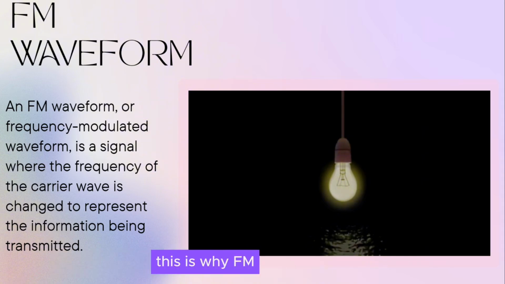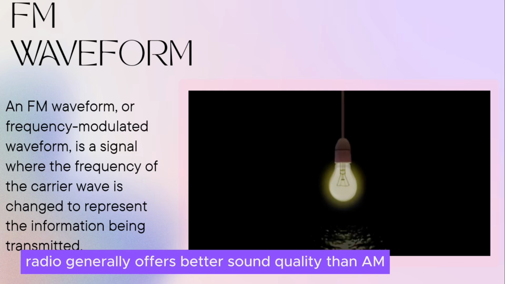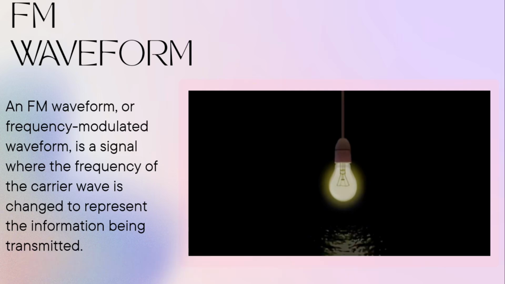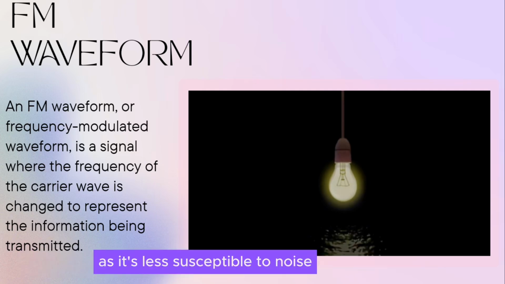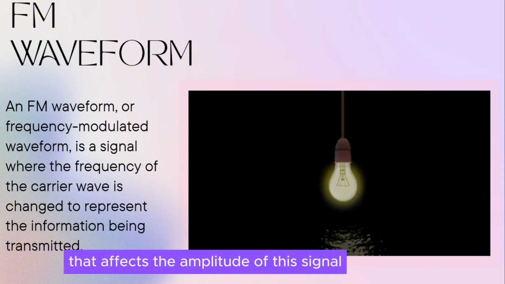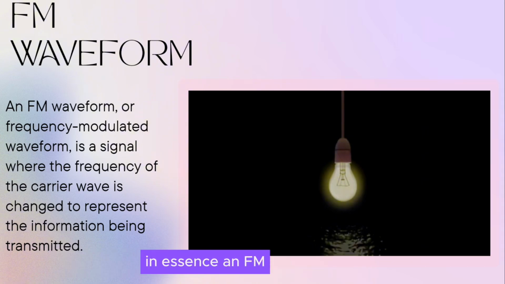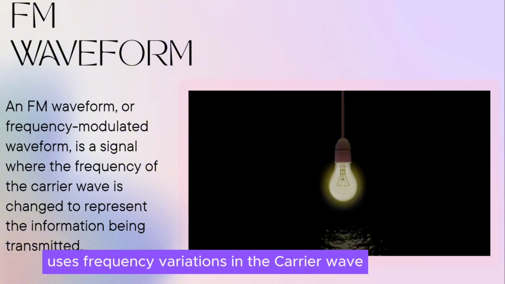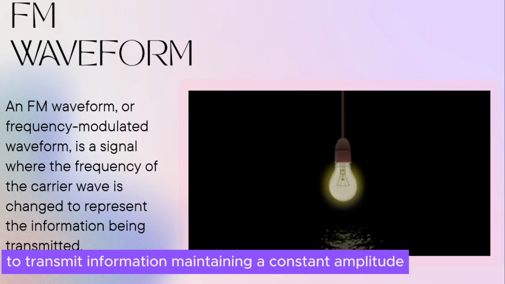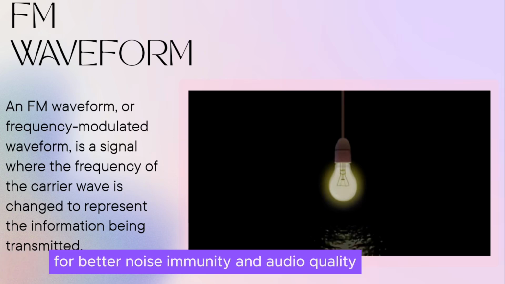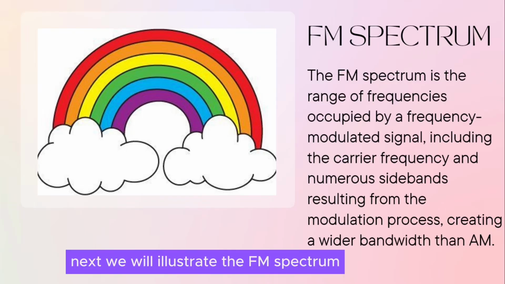This is why FM radio generally offers better sound quality than AM, as it's less susceptible to noise that affects the amplitude of the signal. In essence, an FM waveform uses frequency variations in the carrier wave to transmit information, maintaining a constant amplitude for better noise immunity and audio quality. Next, we will illustrate the FM spectrum.